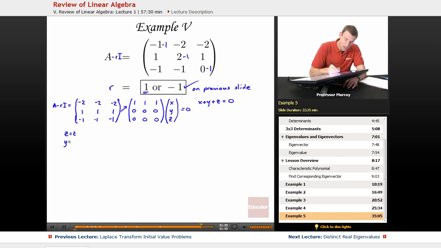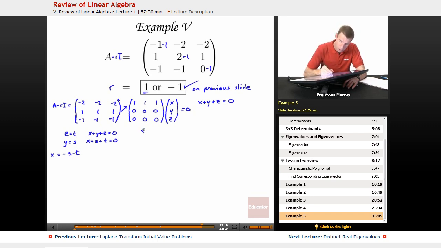Now my y, I still don't have enough information to solve for y, so I'm going to set up another free parameter, s, there. And then now I can solve for x, because I have x plus y plus z equals 0. That's telling me that x plus s plus t is equal to 0. So my x would be minus s minus t.